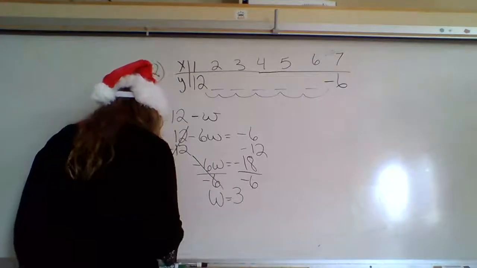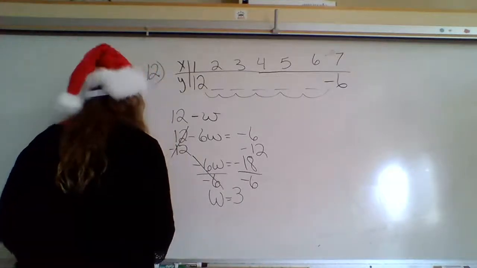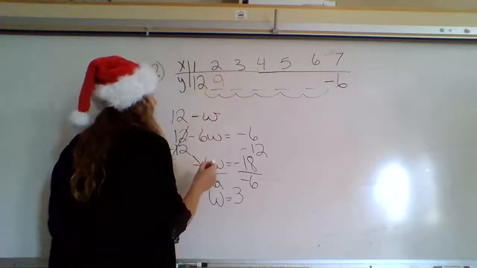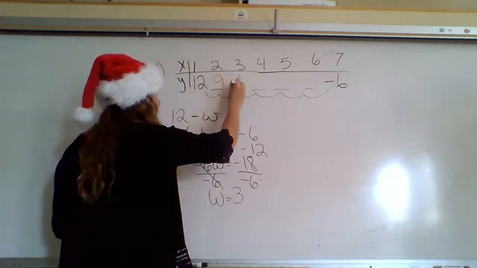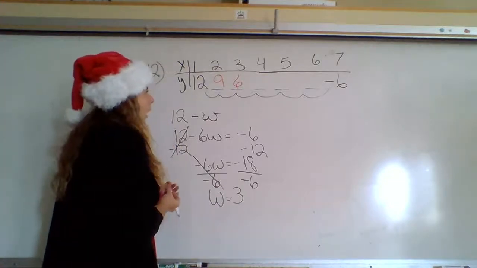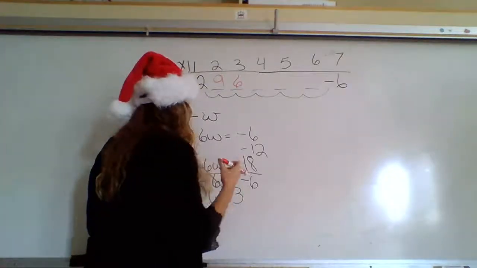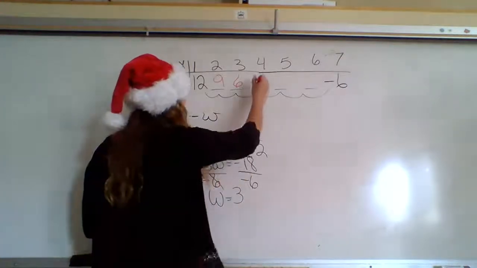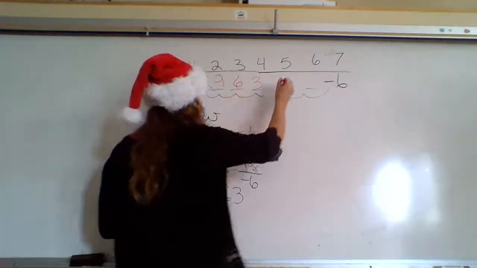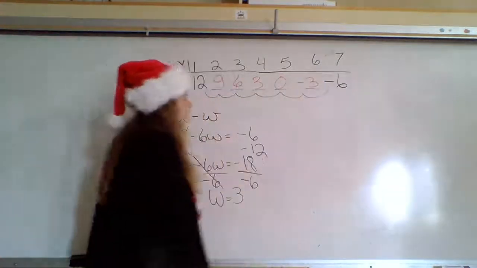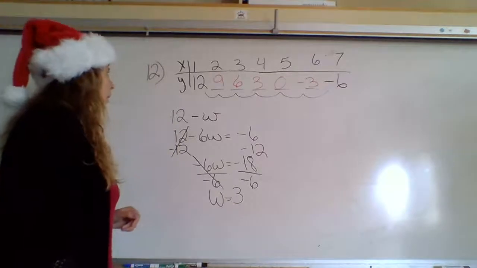Let's go red. So 12 minus 3 is 9. 9 minus 3, 6. Go ahead and fill out this table in your homework. And hopefully you'll get -6 at the end. 3 minus 3 is 0. 0 minus 3 is -3. And -3 minus 3 is, in fact, -6.